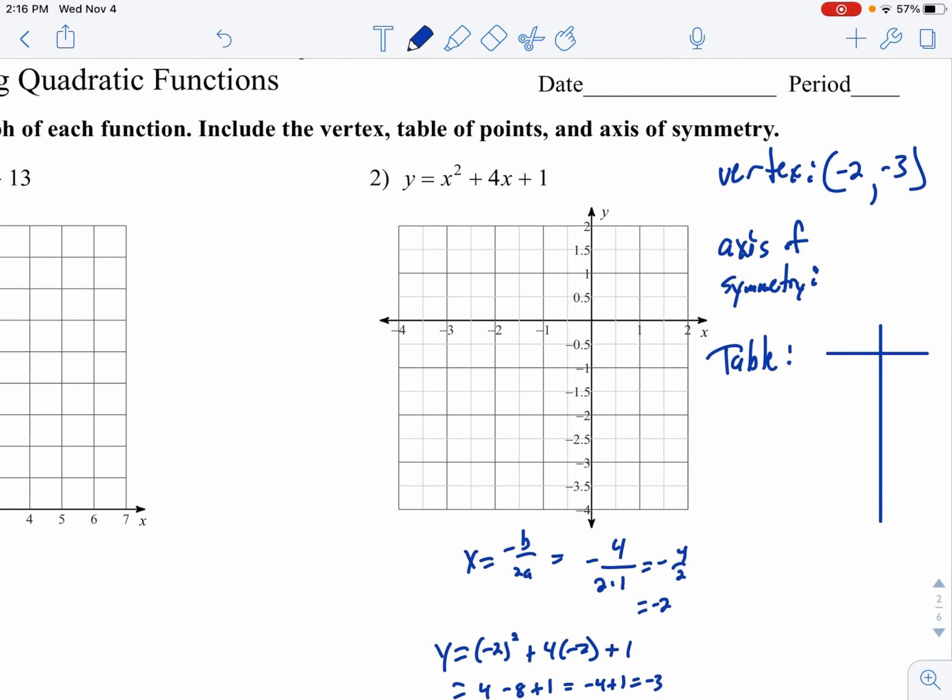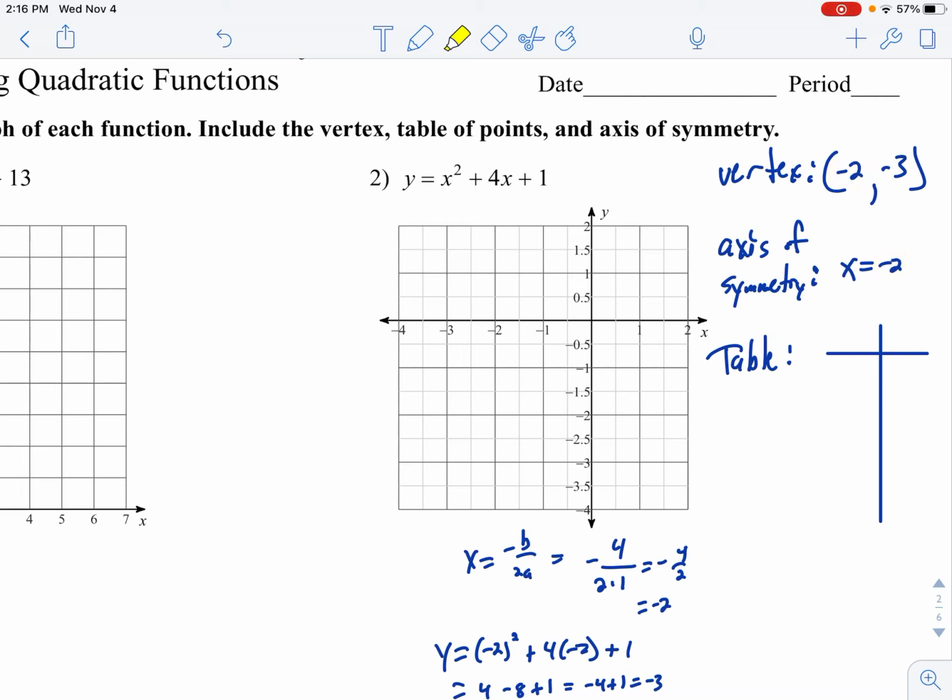So vertex, done. Axis of symmetry, all you have to do is write x equals negative 2. It's literally that. You just put x equals in front of it. So every time, this will be the same as that.